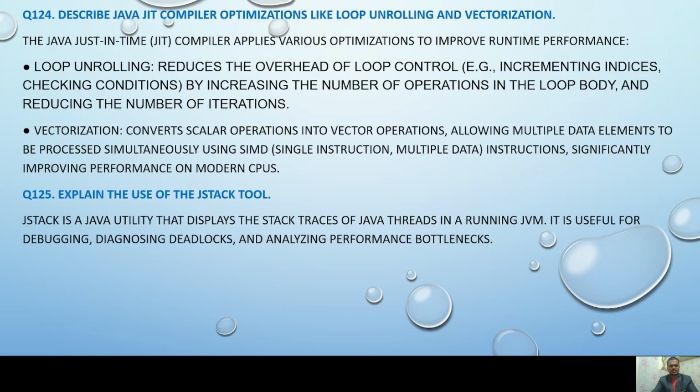Explain the use of the jstack tool. jstack is a Java utility that displays the stack traces of Java threads in a running JVM. It is useful for debugging, diagnosing deadlocks, and analyzing performance bottlenecks.